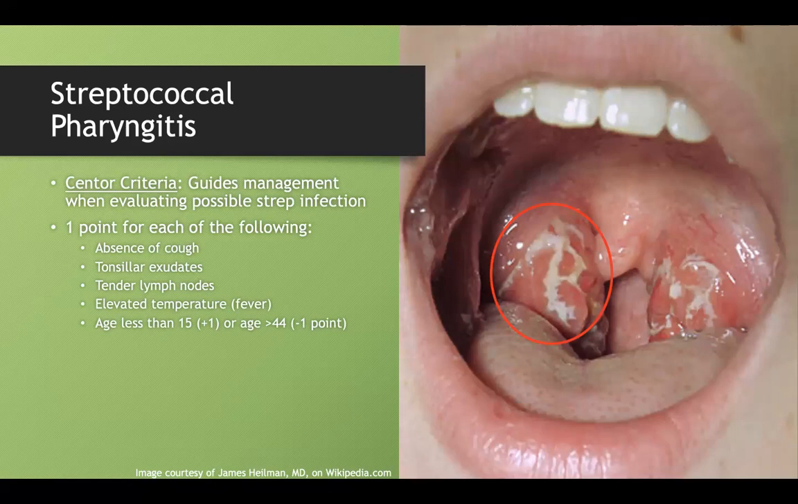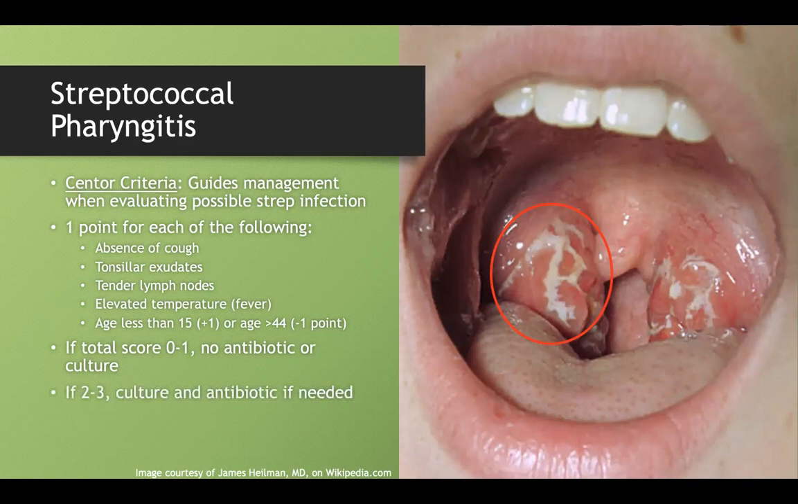But if you're over 44 years old, your risk of strep throat's so low that you actually deduct a point, okay? And then you calculate it up. And if your score is 0 to 1, you usually don't give an antibiotic. You could still culture it, but from the testing perspective, usually if it's 0 to 1, you don't give an antibiotic, you don't culture it.